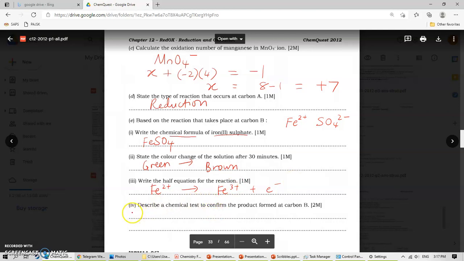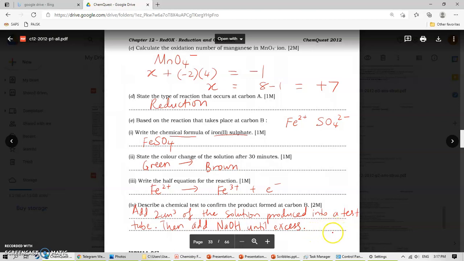Describe a chemical test to confirm the product formed at carbon B. So what we need to do is add 2 cm cube of the solution produced into a test tube. That is the iron 3 ion solution. And then we add NaOH until excess. That's one mark.